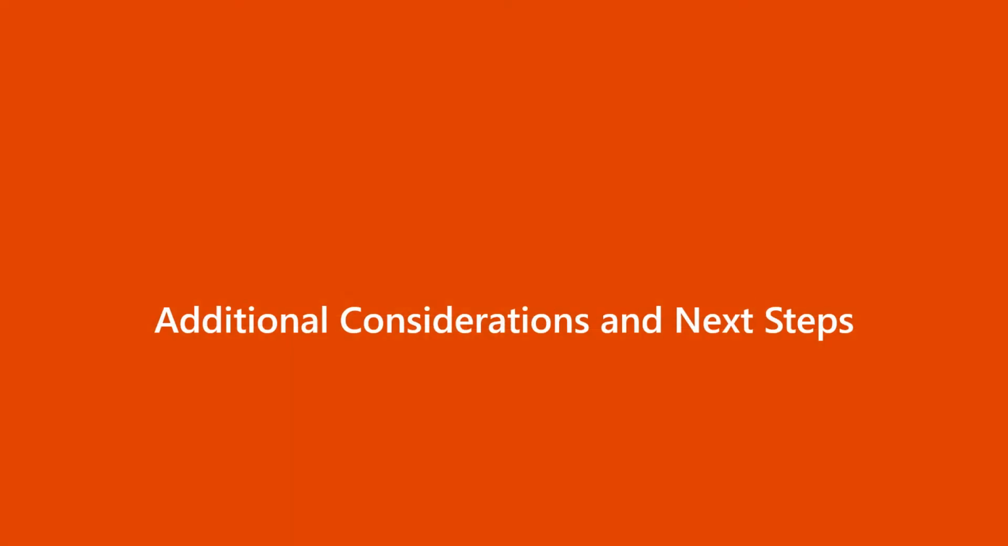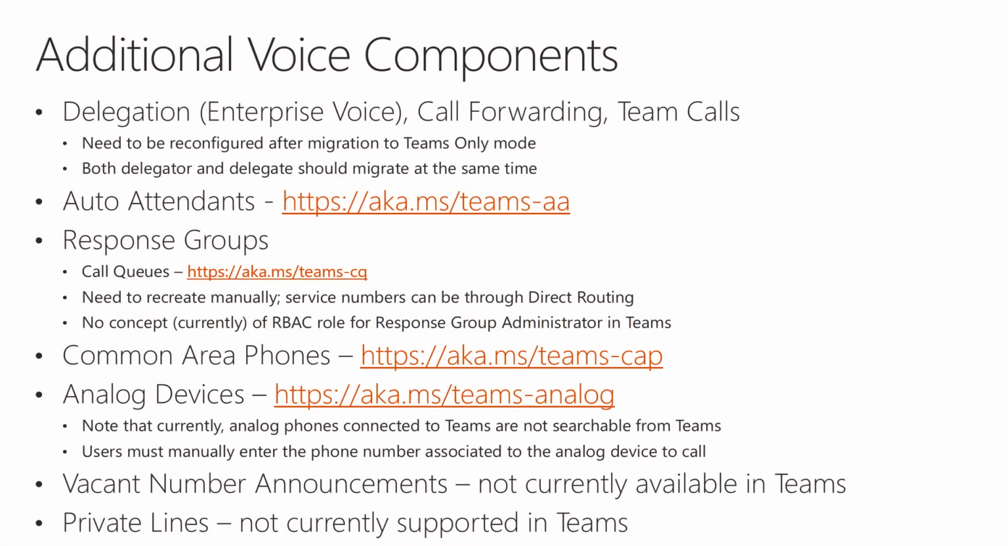Now let's look at some additional considerations and next steps with regards to migrating to direct routing from on-premises Skype for Business. We also need to take a look at some additional voice components as part of the overall migration from on-prem Skype for Business to Teams, especially with enterprise voice. So when we look at the first area, delegation, call forwarding, and team calls, these are items that are going to need to be reconfigured in Teams after you've made the migration to Teams only mode.